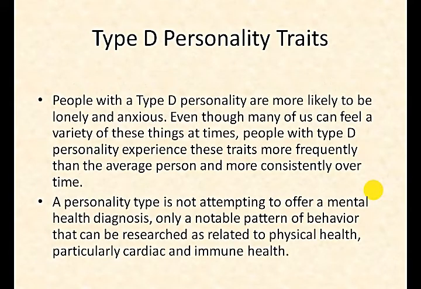Type D personality types. People with a type D personality are more likely to be lonely and anxious, even though many of us can feel a variety of these things at times. People with personality type D experience these traits more frequently than the average person and more consistently over time. Personality type D is not attempting to offer a mental health diagnosis, only a notable pattern of behavior that can be researched as related to physical health, particularly cardiac and immune health.